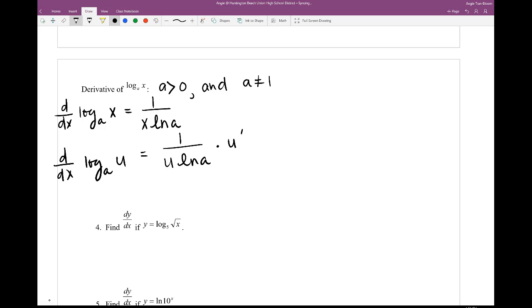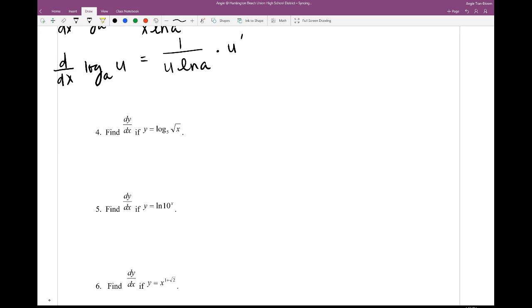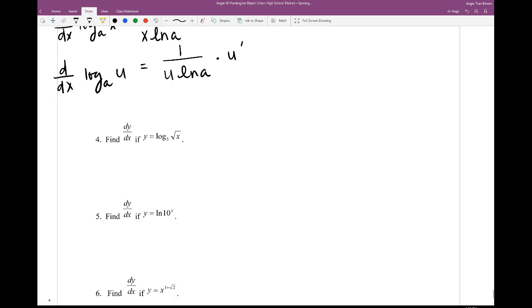So let's practice. Example 4: find the derivative with respect to x if y equals log base 5 of square root of x. I'm definitely going to use u substitution. So let u be square root of x. Well, square root of x is x to the 1/2. So u prime, I will use the power rule, bring down the 1/2 times x to the 1/2 minus 1, which is negative 1/2. So that's what u prime is. So here we will now write y equals log base 5 of u.